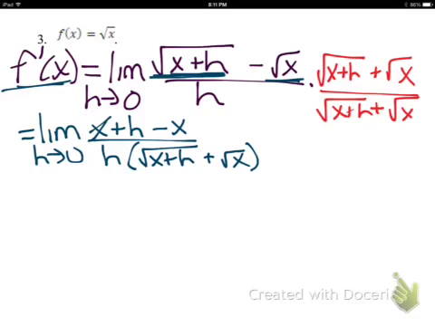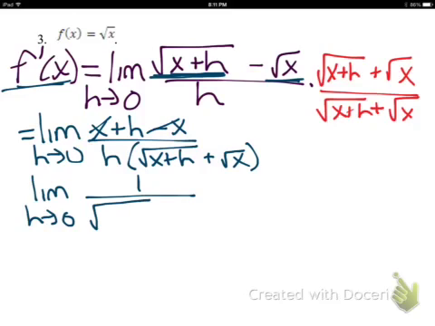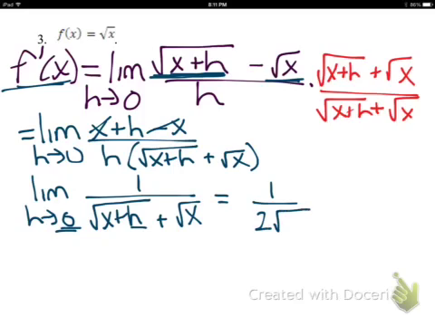The x's are going to cancel in the numerator, the h's are going to cancel, so I'll get the limit as h goes to 0 of 1 over the square root of x plus h plus root x. Now I can plug the 0 in for h, and I would get 1 over root x plus root x, which is 1 over 2 root x. So the derivative of root x is 1 over 2 root x.